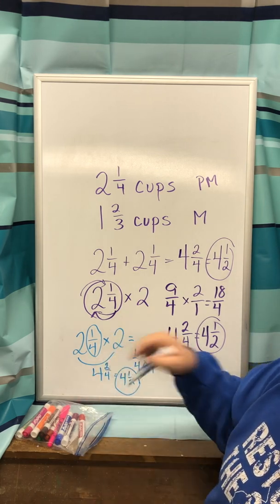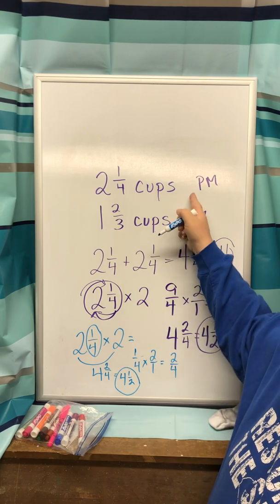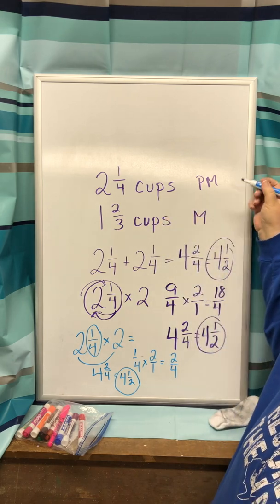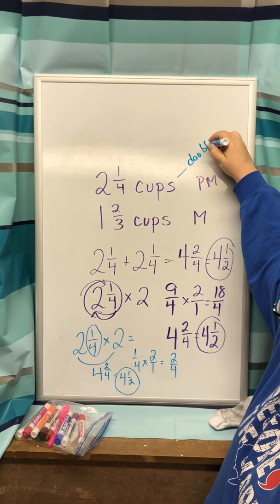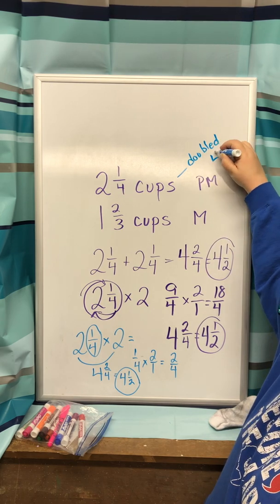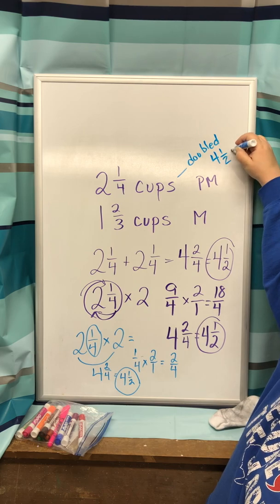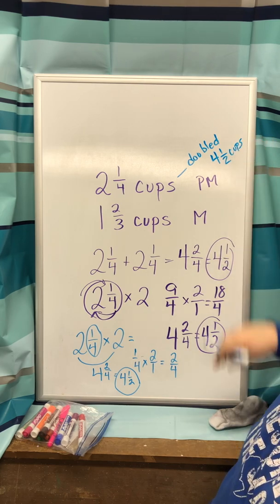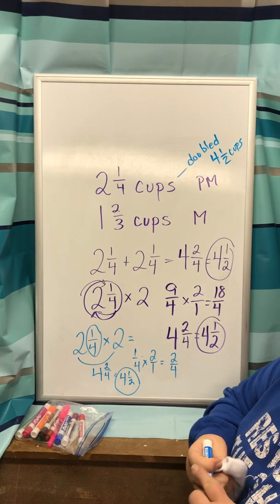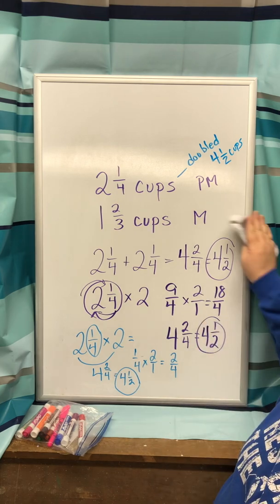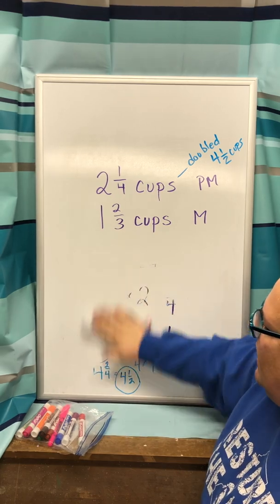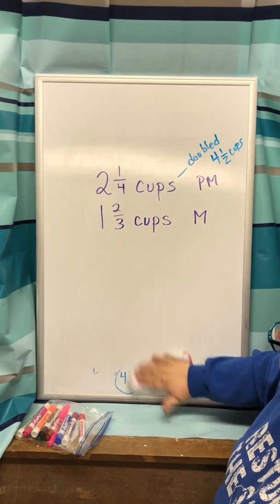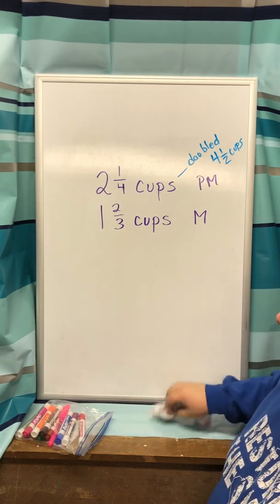Okay, so that was if I doubled the recipe. So if I double the pancake mix, I'm going to need 4 1/2 cups. They also wanted to know if I triple my recipe. So I'm going to get rid of all of this. And again, I'm not going to do the addition this time, but if you want to do the addition just to check yourself, you definitely can.